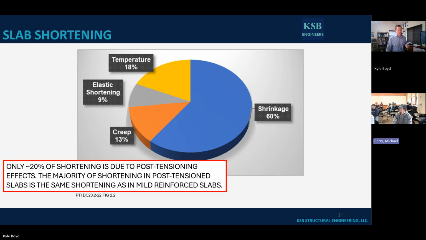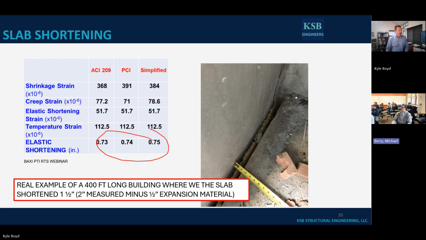Hey, Kyle, real quick. Yeah. Before you do that, if you go back to the previous slide. So we're okay having a 1.5 inch gap on the edge there? Like, do you have to do anything with that? You just leave it sitting there? Do you cover it up? Like, what do you do with that? So you've got to figure out as the engineer: are you okay with having that?